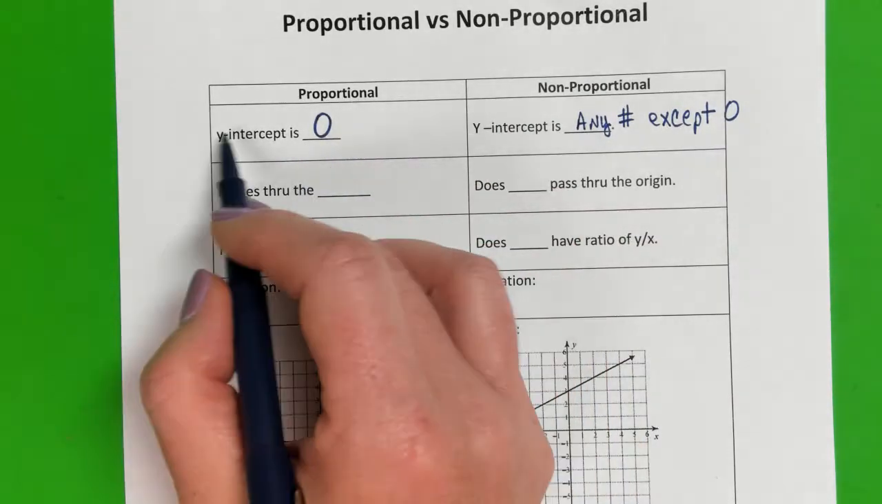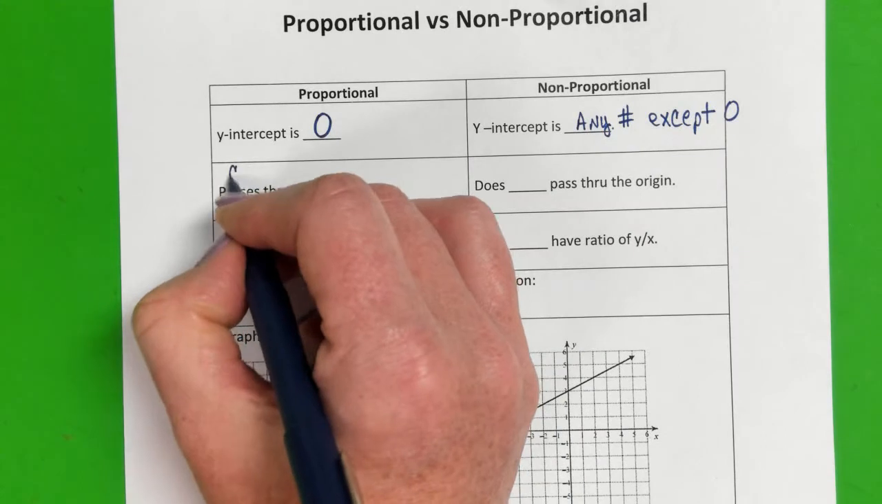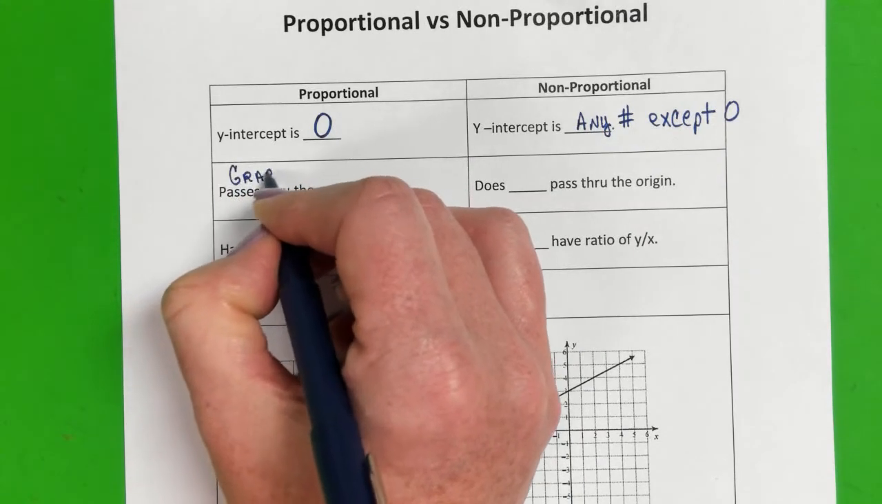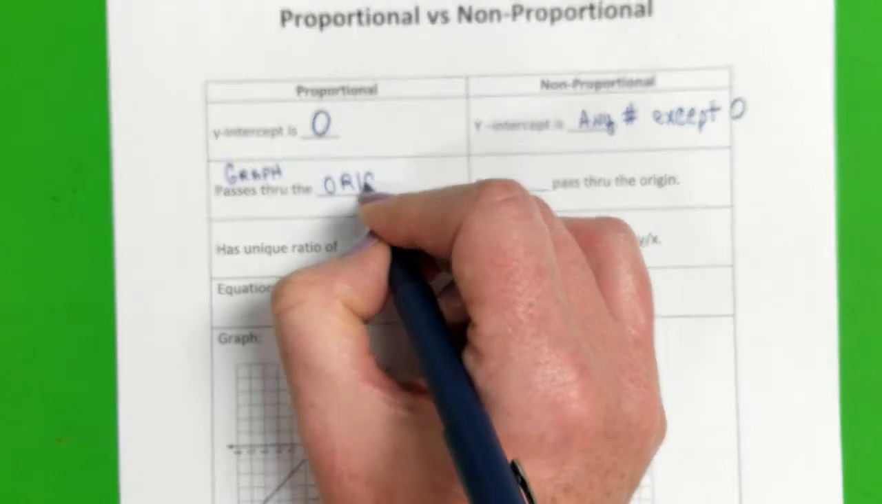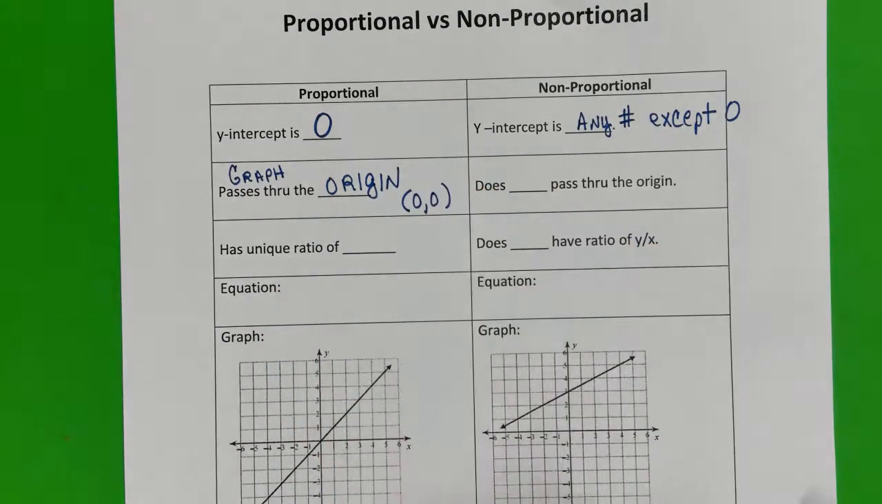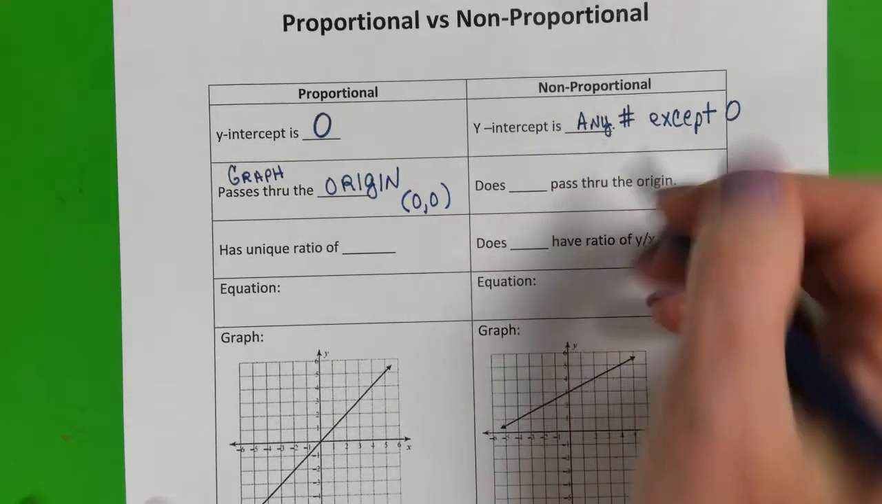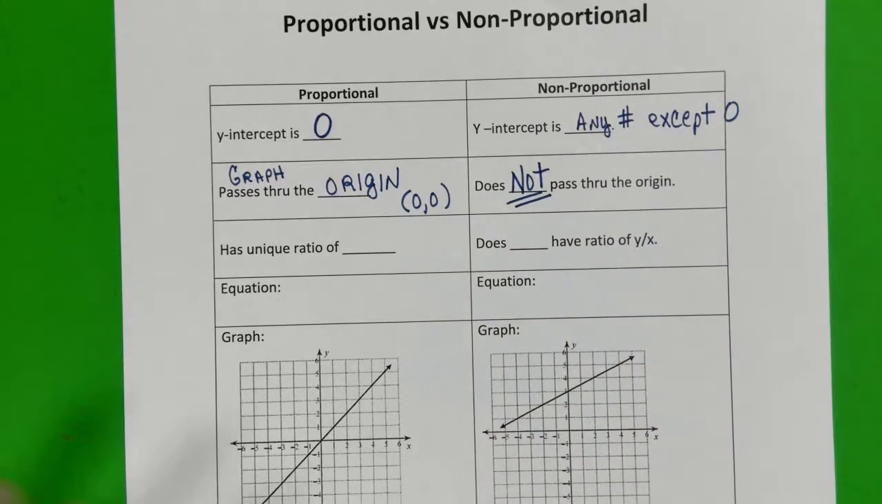If it's proportional and the y-intercept is 0, that means our graph passes through the origin. Remember, the origin is at 0, 0, so it passes through the center of our coordinate plane. If it is non-proportional, it does not pass through the origin.